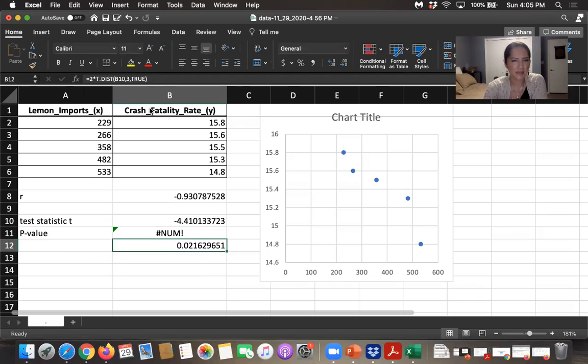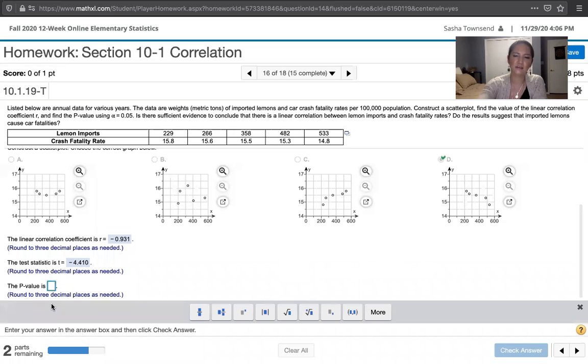But we have 0.0216. So if we round to 3 decimal places, that'll be 0.022. Did I type something incorrectly? B10, two-tail. I don't know. For some reason, it didn't like that. Oh well. I can still get the p-value this way. That's fine. So our p-value is approximately 0.022 if I round to 3 decimal places. So we'll type that in here.